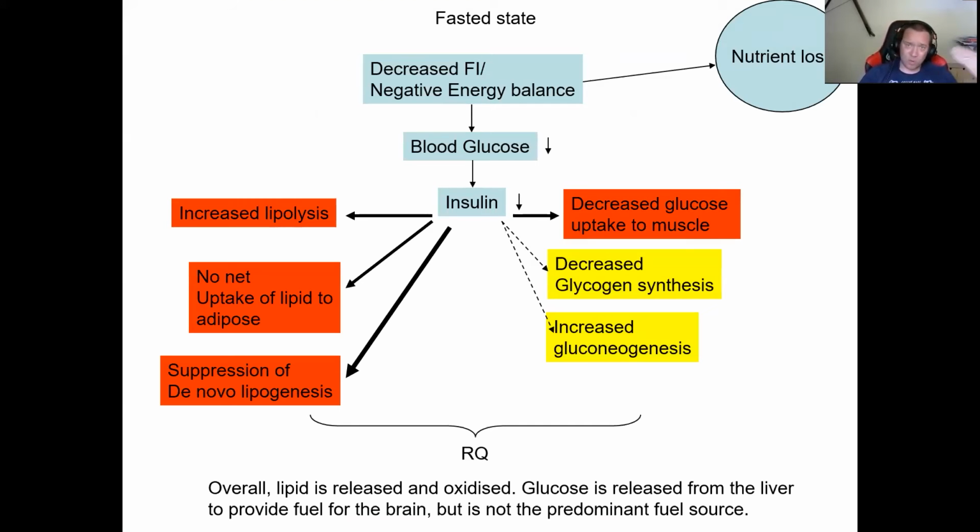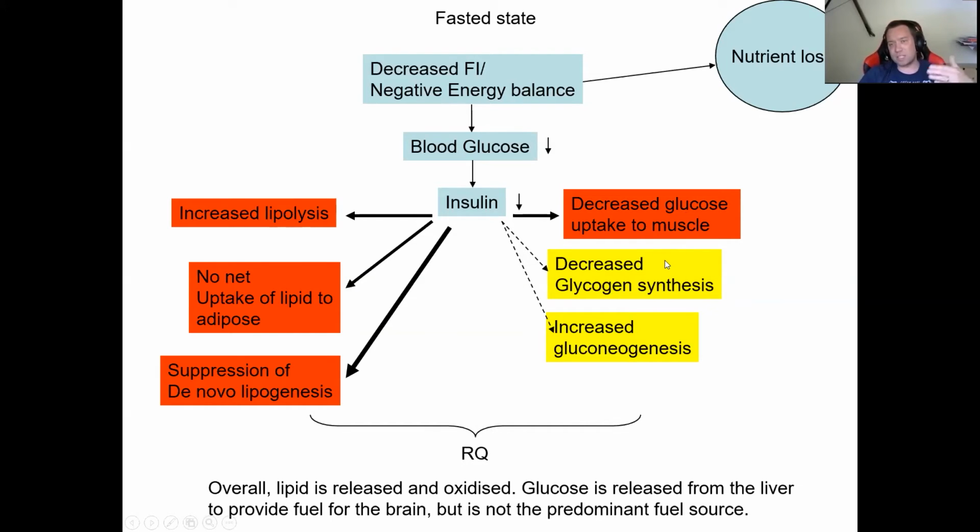So we thought about processes before, and we're going to go through it again. If we think about the fasted state, we go into a negative energy balance, blood glucose drops, insulin drops, and then we get these processes in red that are going to decrease our RQ, like increased lipolysis. We don't have a net uptake of lipid to adipose tissue. We have suppression of de novo lipogenesis, and we have decreased glucose uptake to muscle.